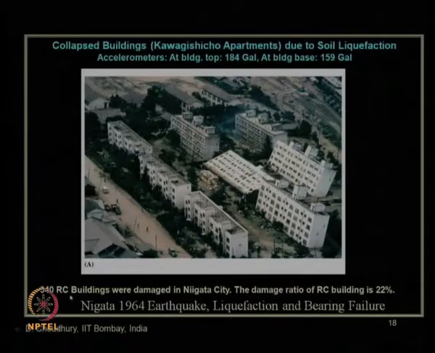So, what were the details? Like 340 reinforced concrete buildings were damaged in Niigata city, and the damage ratio of reinforced concrete buildings was about 22% compared to the other unreinforced buildings which were fully damaged. You can see in this picture the collapsed Kawagishi-cho apartments due to soil liquefaction, and the accelerometer record at the top of the building was 184 gal, and at the base of the building it was recorded as 159 gal.